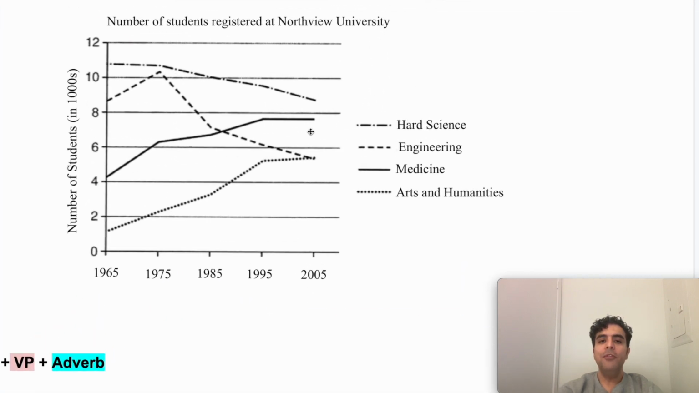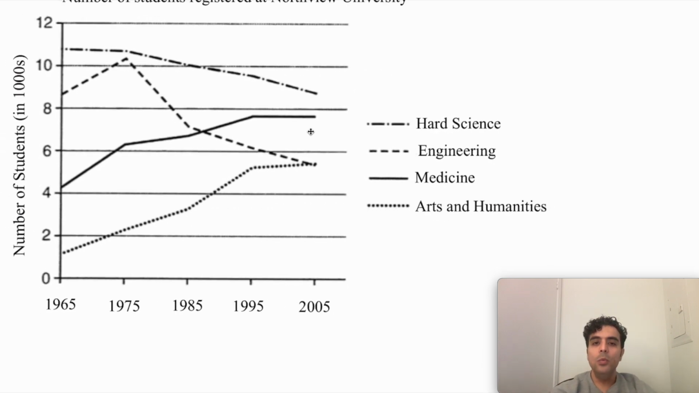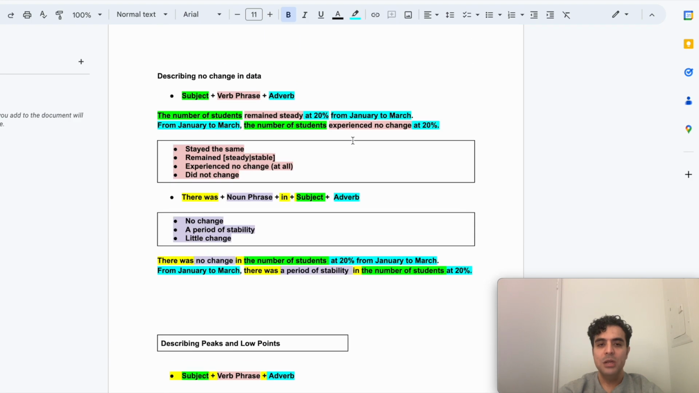Okay, but what if I want to describe a period where there was no change? Let's take this part of the chart, right? So this is related to medicine. It's from 1995 to 2005. There was no change at below 8,000, right? Okay, so what structure are we going to use for this?